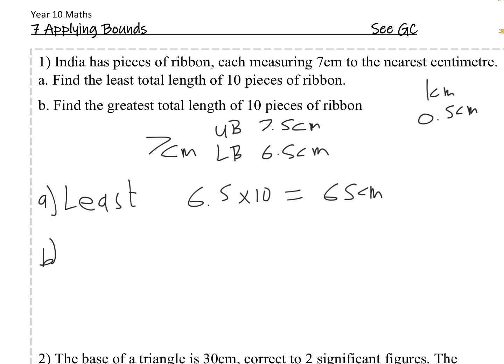Part B, find the greatest total length of 10 pieces of ribbon. Well, here each piece of the ribbon could be as long as 7.5. So for the greatest, you would use the 7.5 and assume all 10 are as big as that. And that would give you 75 centimeters. Okay, and you can see if you haven't been accurate in your measurement, if you have to round something, when you have multiple bits or if you're adding things, then the error is magnified. The difference is 10 centimeters over 10 pieces of ribbon.